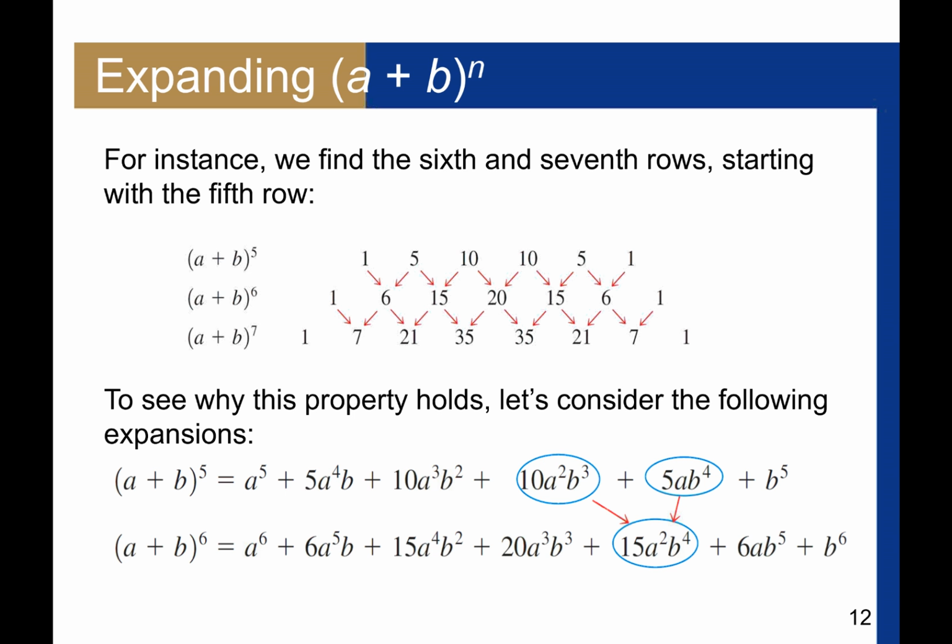So here's the expansion we saw a moment ago of a plus b to the fifth power. It had coefficients 1, 5, 10, 10, 5, 1. Yay, symmetry! The first term and the last term are going to have a coefficient of 1. So then 1 plus 5 gives you 6. 5 plus 10 gives you 15. 10 and 10 is 20. 10 and 5 is 15. 5 and 1 is 6. Yes, every single row here should have symmetry.